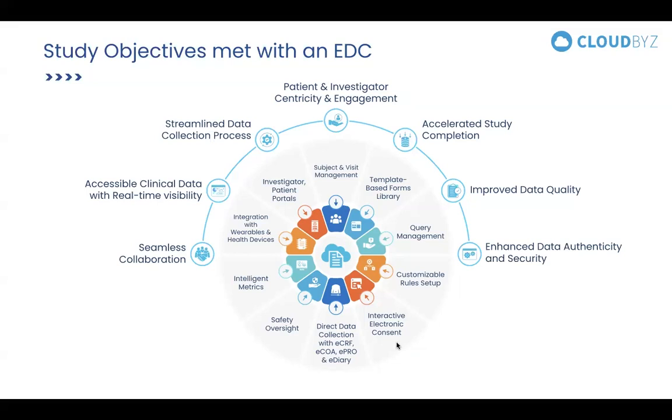Number six is on improved data quality. So ensuring high data quality is the most critical thing in any clinical trial, and validating this data is essential to maintain its integrity. EDC systems implement robust validation rules and automated checks to enhance the integrity of data. This ensures that the data collected is accurate, reliable, and meets the highest quality standards, which is crucial for regulatory compliance as well as successful trial outcomes.